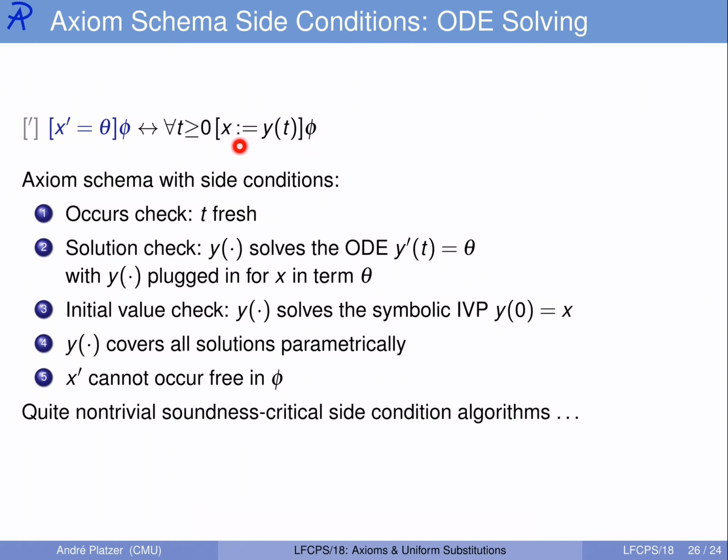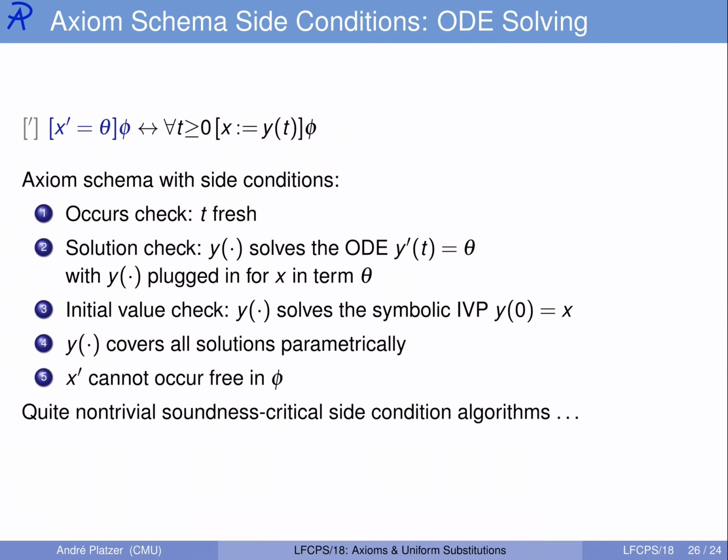But that axiom schema is highly schematic. It needs the variable t to be fresh. It needs the solution y to actually be the solution of this differential equation, with y plugged in for x in the term theta. And that solution shouldn't just be any arbitrary solution, but the one that starts at the initial value written down by the variable x. And it needs to cover all the cases of the solutions parametrically, in case there are multiple representations, depending on the function of the initial value. And x prime also had better not occur free in the postcondition.